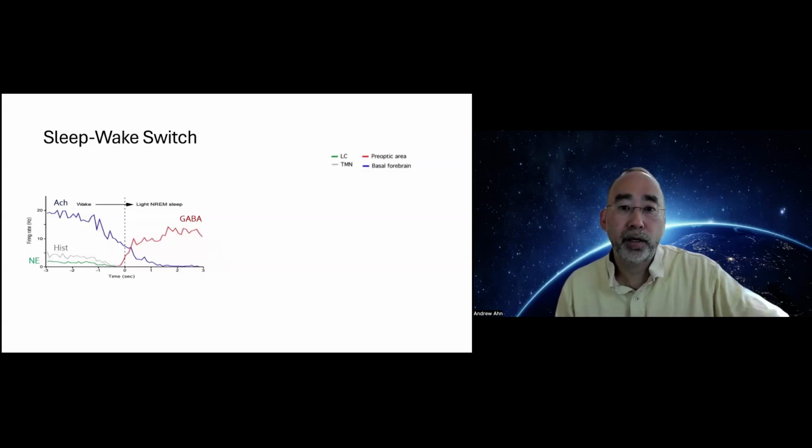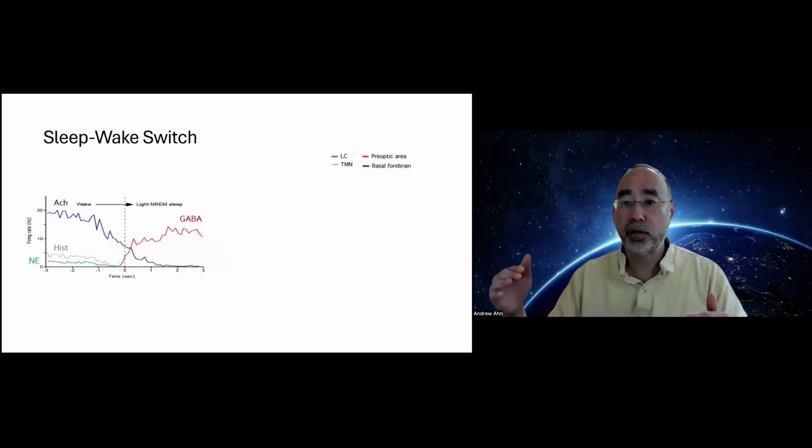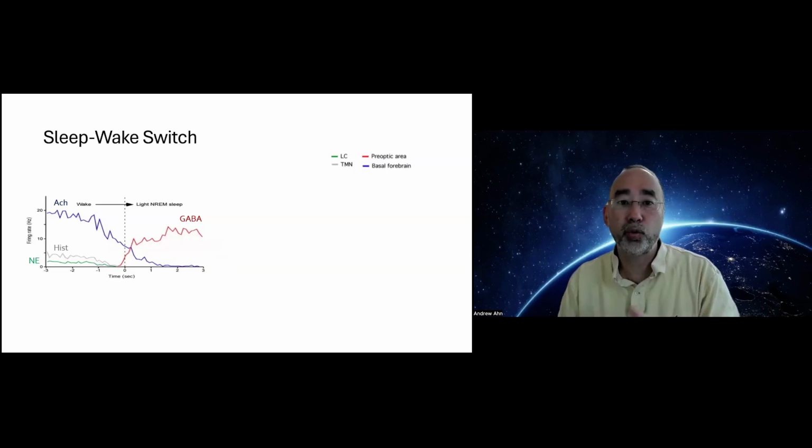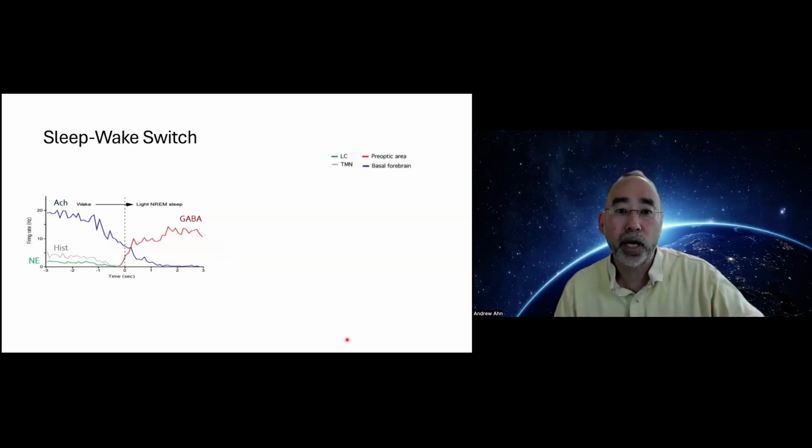So this slide illustrates the flip-flop nature of the sleep-wake switch, showing the reciprocal relationship between the wake promoting and sleep promoting neuronal activity. And this graph plots the firing rates of key neuronal populations across transitions from wake to sleep. On the left, we see the transition from wakefulness to light non-REM sleep.